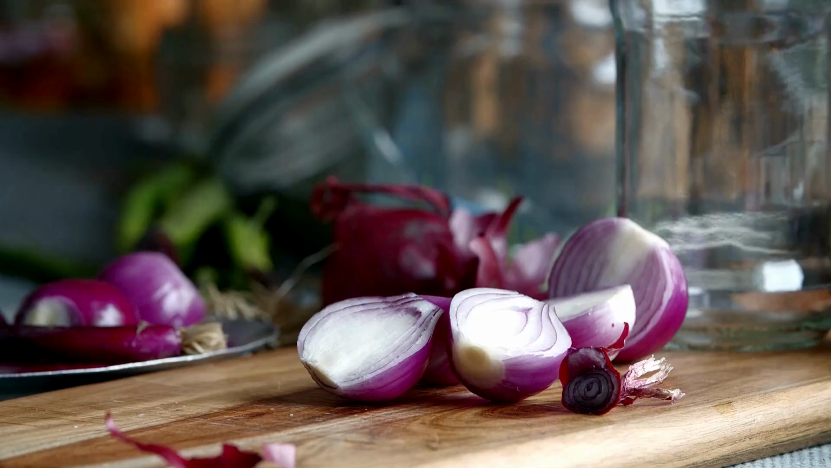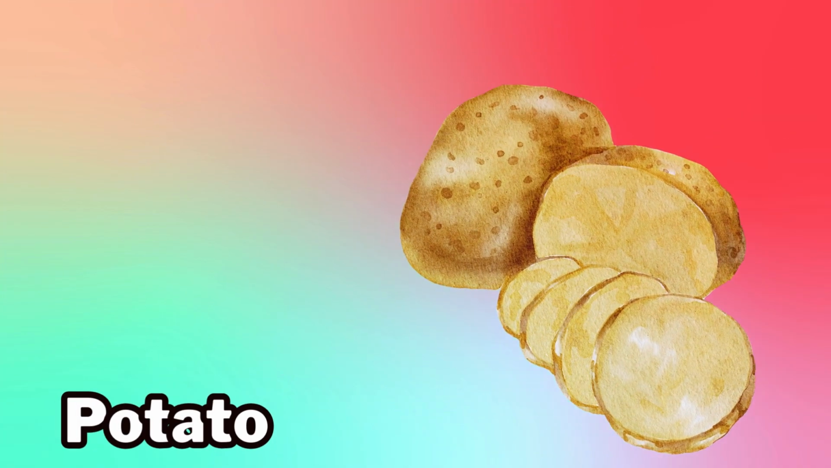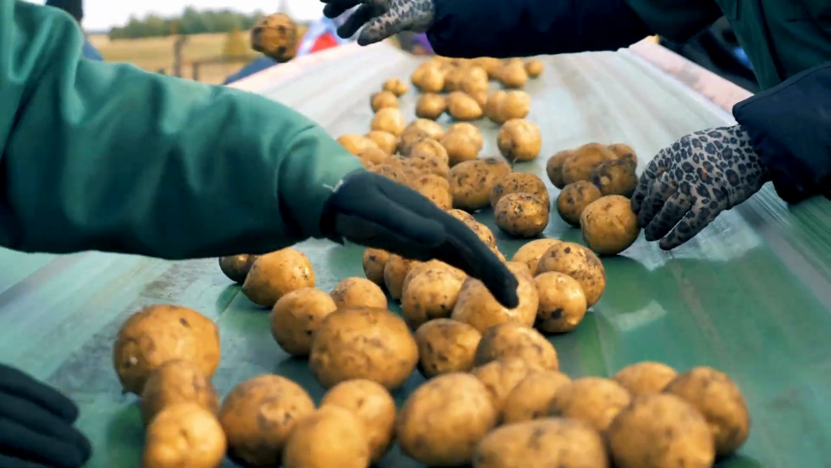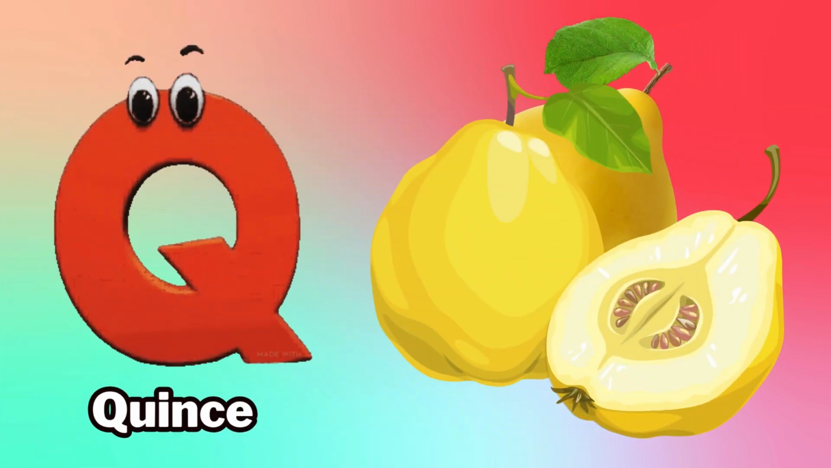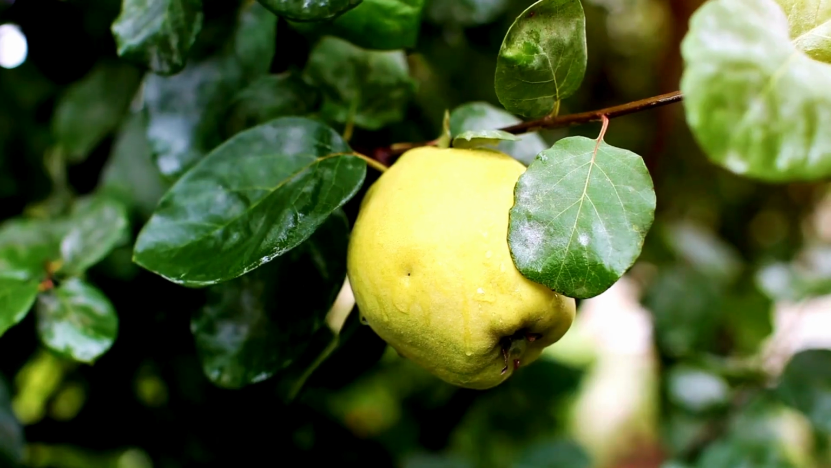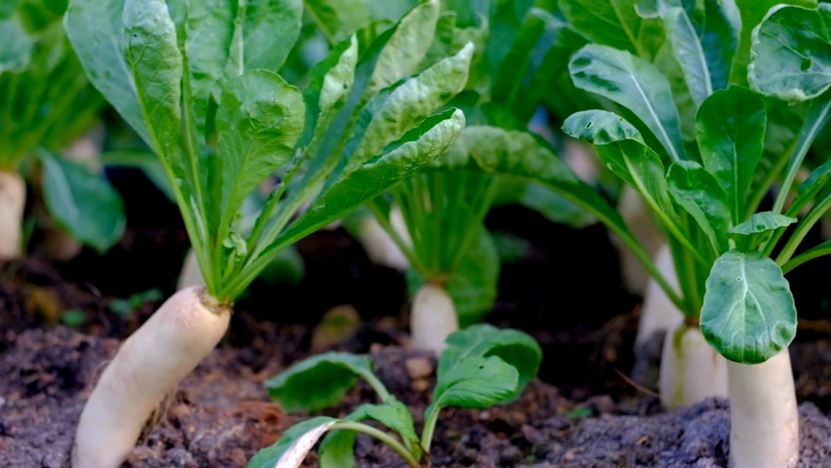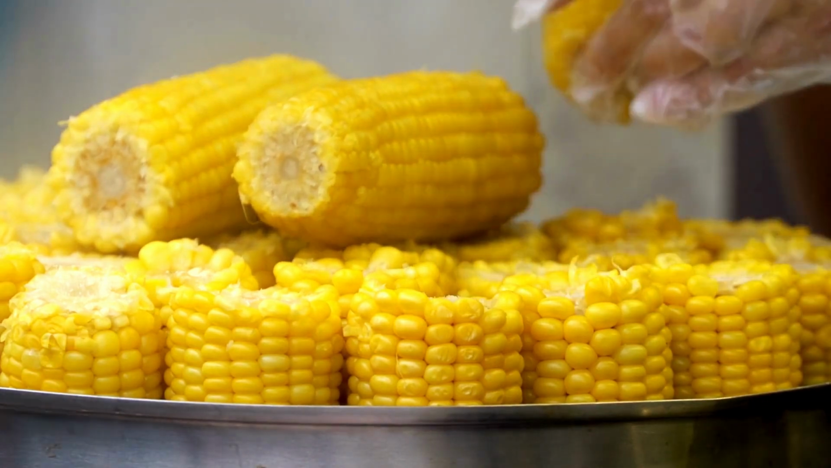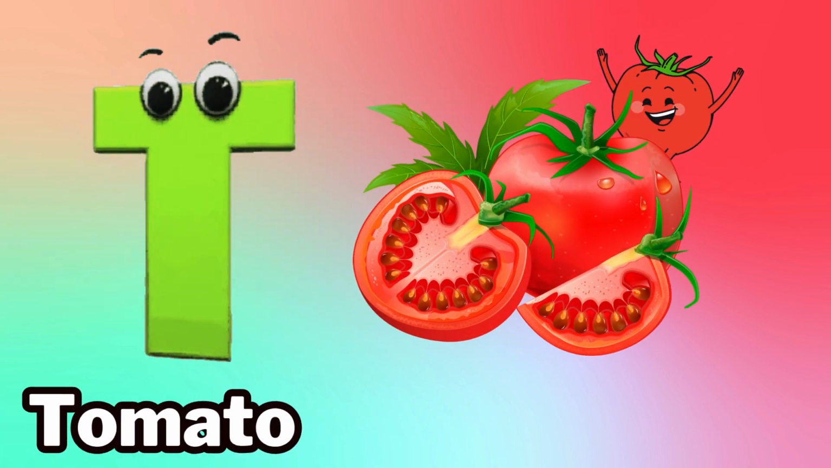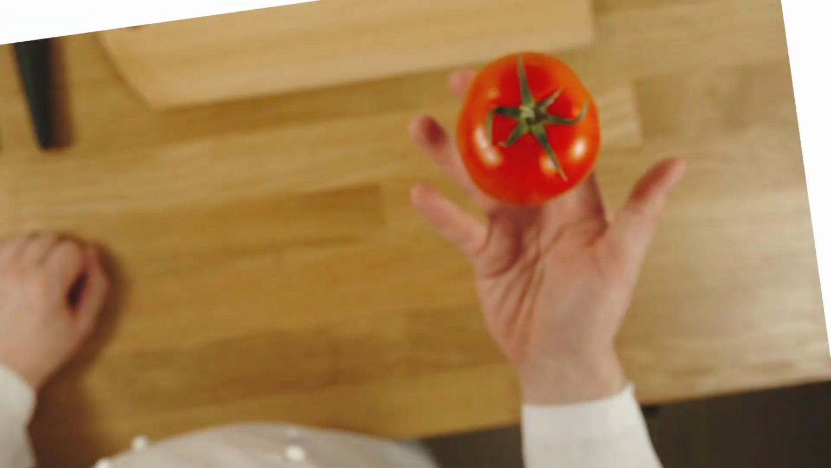O is for onion. Onion. P is for potato. Potato. Q is for quince. Quince. R is for radish. Radish. S is for sweet corn. Sweet corn. T is for tomato. Tomato.